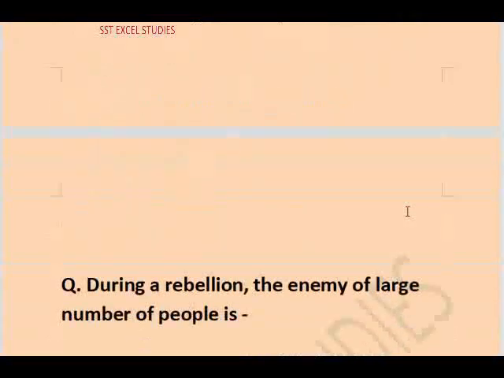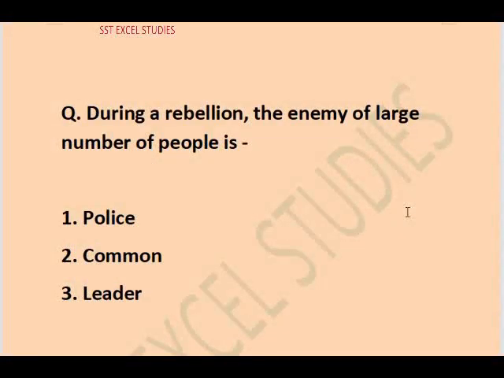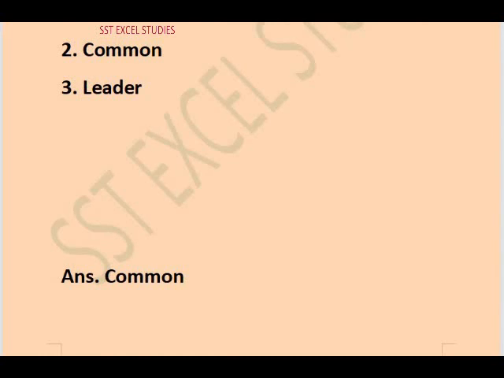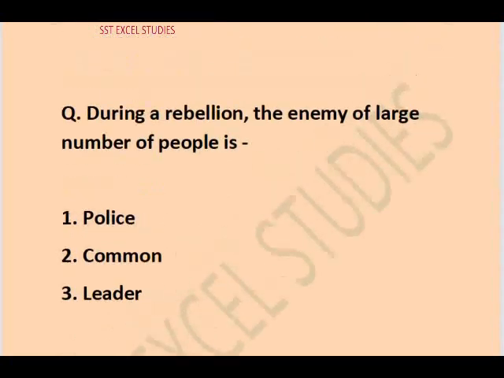Next question is, during a rebellion, the enemy of a large number of people is, options are police, or common, or leader. Answer is common. People think their enemy is common. Like during 1857, all the people think that Britishers were their enemy. So they rebel against a common enemy.